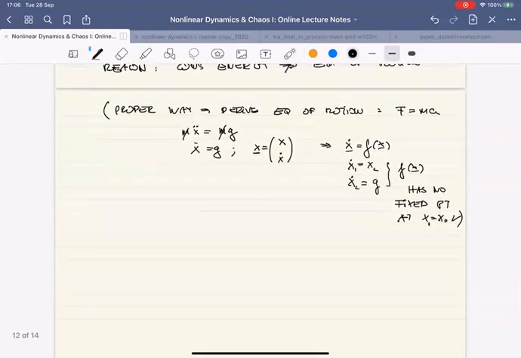Let's beat around this problem a little bit more. But before that, I have to give you a stronger version of the existence theorem, and this is the classic version that we keep using in dynamical systems. So this is Picard's theorem.